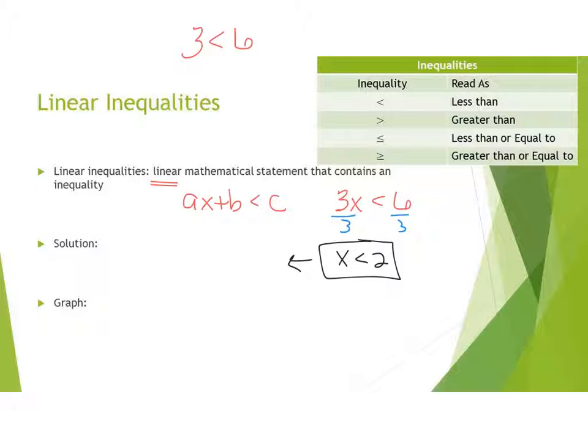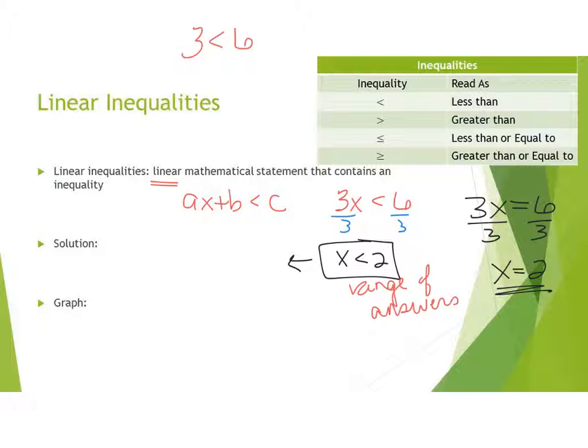The difference between a solution to an equation and a solution to an inequality is that this is a range of answers. This is everything less than 2. Whereas if you were to solve the equation 3x equals 6, that's just one answer. So this is a range of answers, and that is what your solution is, that range of answers that will work. Sometimes it might only be one number, but most of the time it's going to be an entire range to one of the infinities.